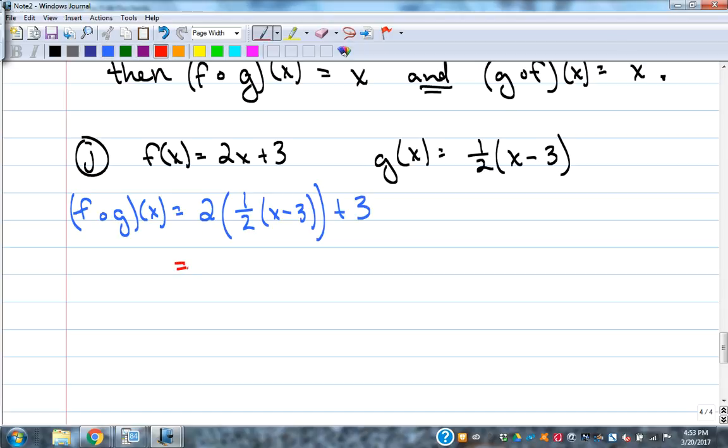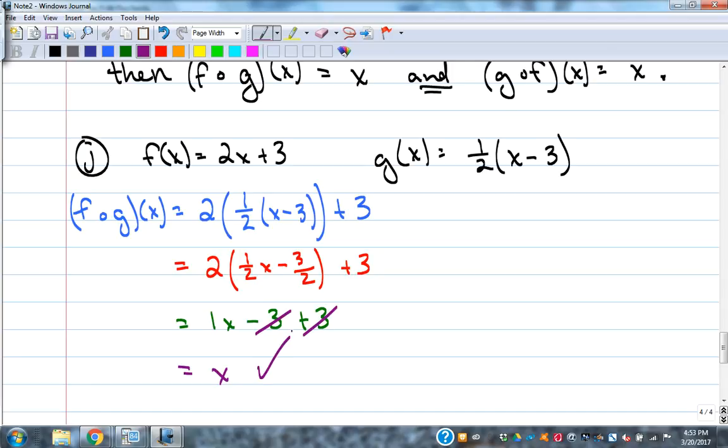All right, so a lot of distributive property going on there. So that's like 2, 1/2 x minus 3 over 2. And then I'm distributing the 2 next. That'd be 1x minus 3 plus 3. And then what happens to those 3's? They cancel each other out, right? There's plain x, 1x. It worked. That means these must be inverses of one another. I need to verify that in the other direction.